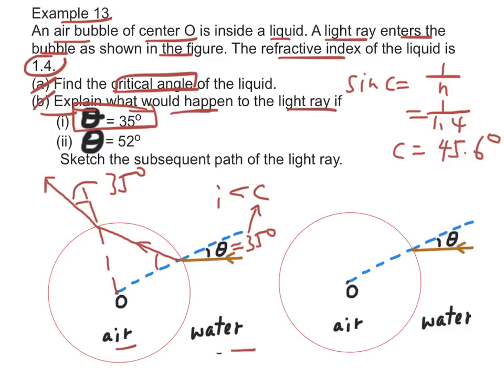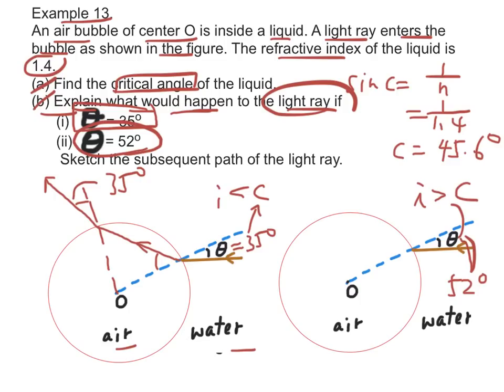Explain what will happen to the light wave if theta equals 52 degrees. If theta equals 52 degrees, then the angle of incidence I will be larger than the critical angle. Therefore, total internal reflection will occur.